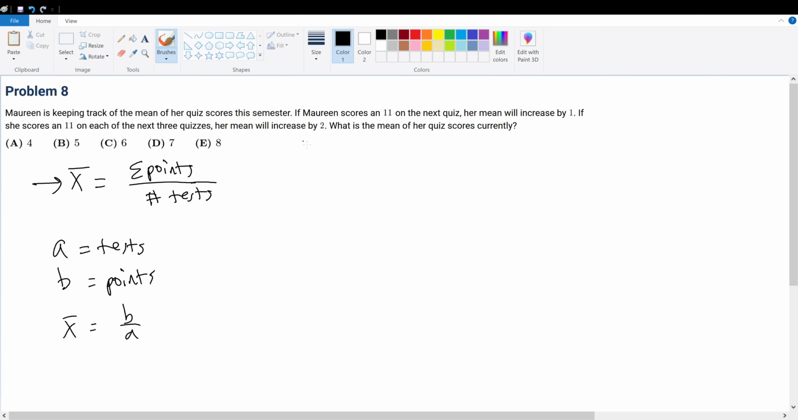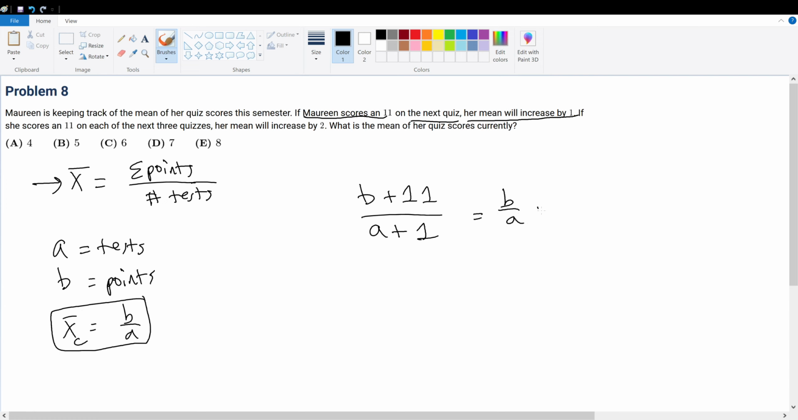Now, let's apply it to the given information. If Marine scores an 11 on the next quiz, her mean will increase by 1. How do we translate that? Well, we know this is the formula we must use. How many points does she have right now? She has B points, and she scores 11 points on the next quiz, divided by how many tests? A plus 1, right? That must give a mean increased by 1. What is the current mean? B over A. So therefore, this is B over A plus 1.